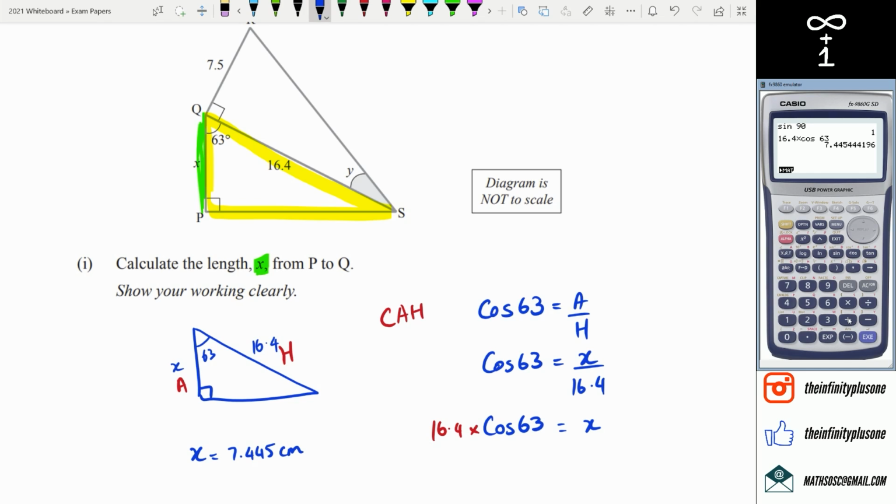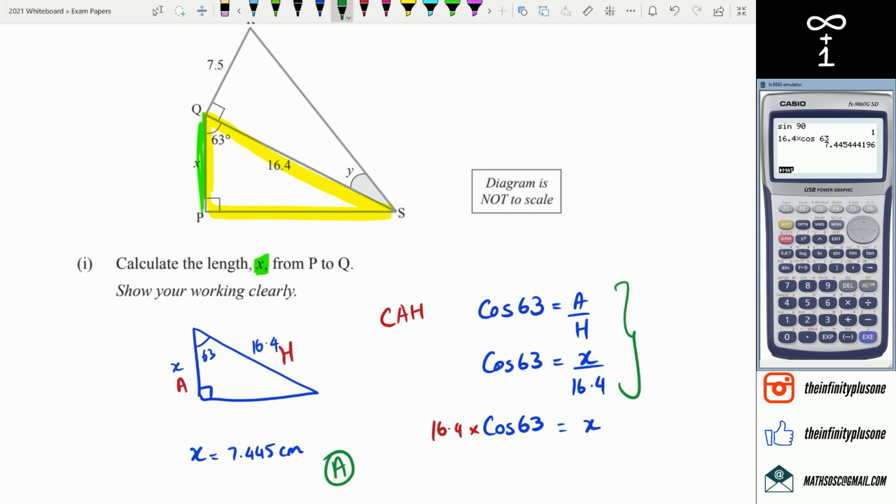Now, to get an Achieved, you have to show some sort of evidence, which means you probably need to do something along these lines to get an Achieved grade for this question.